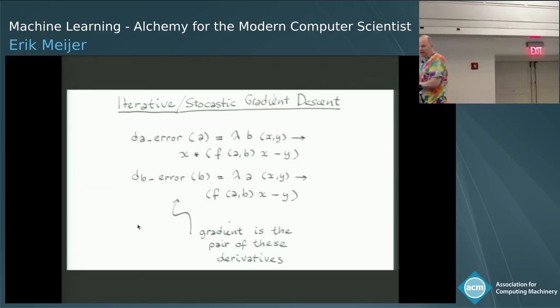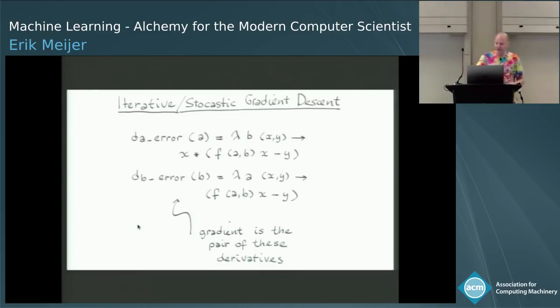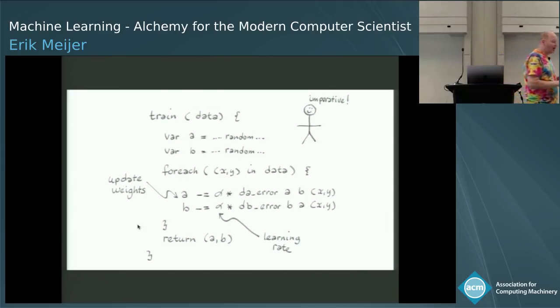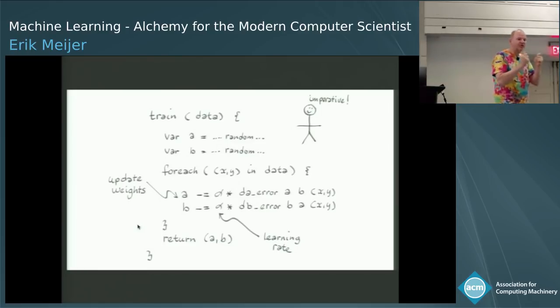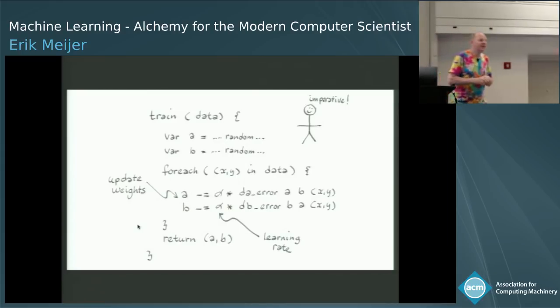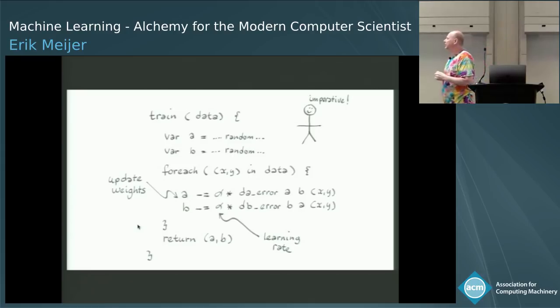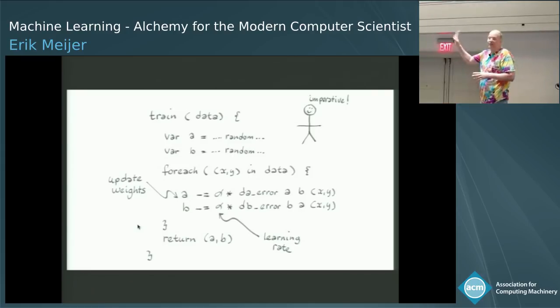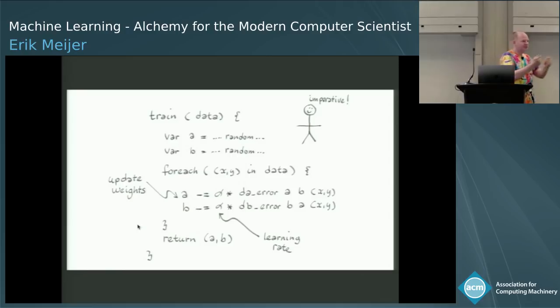And the gradient is the pair of these derivatives. Again, this is all high school math. We know how to take derivatives of these simple functions. And now we see that we're still doing some imperative programming here. Because what we're going to do now is go over our training set, updating the weights based on these gradients and some learning rate. And we're just going to do that until we run out of training examples, or sometimes people do this until the error is below a certain value. And then we just return A and B.